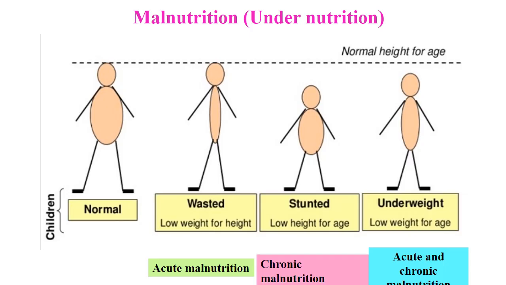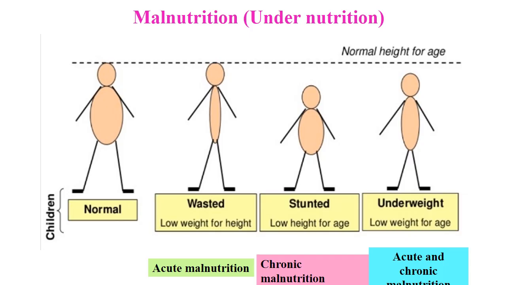The second one, normal height but less weight, is due to acute malnutrition, very serious. The second is when the height is less for a particular age. Then it is called stunted, and it is actually due to chronic malnutrition. Long term improper food and improper nutrition lead to stunted growth, low height for a particular age.